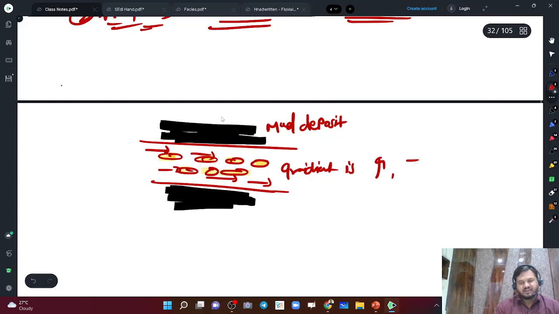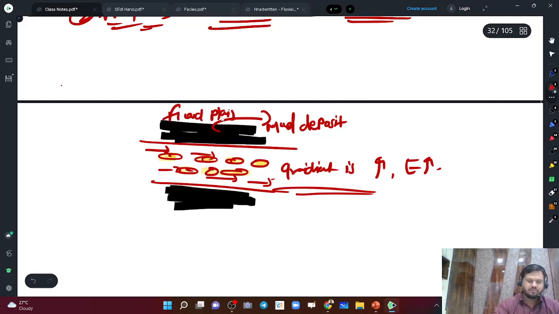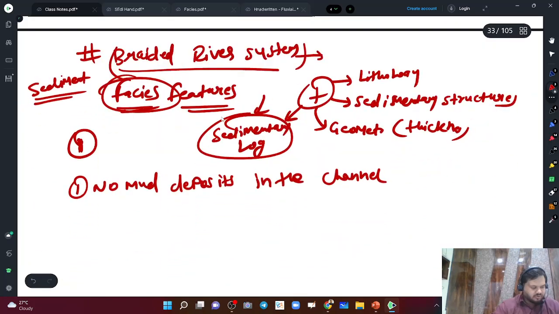Gradient is high, energy is high. Here you will not get much mud deposit. Here you can get mud deposit, but these are floodplain, right? So this is a 1.1 observation you should write, right?